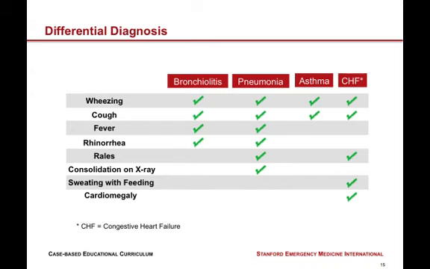In bronchiolitis, they tend to have wheezing in the lungs, whereas in pneumonia, they have rales. The chest x-ray is what really sets them apart. In bronchiolitis, the chest x-ray is predominantly clear, whereas in pneumonia, you'll have consolidation.